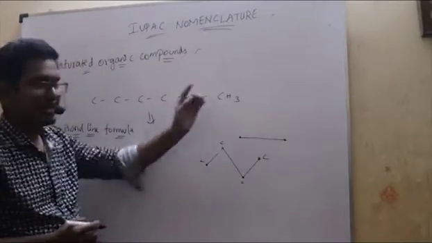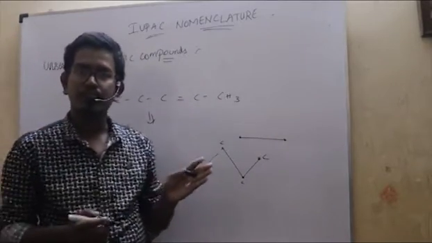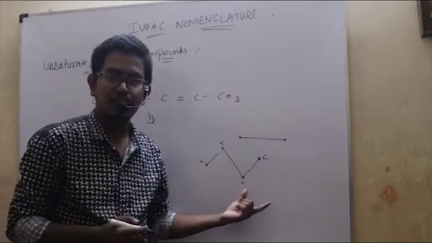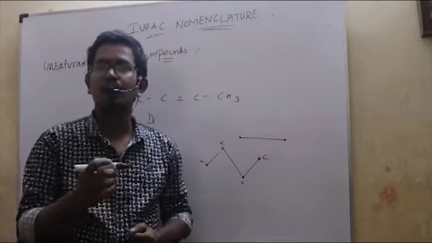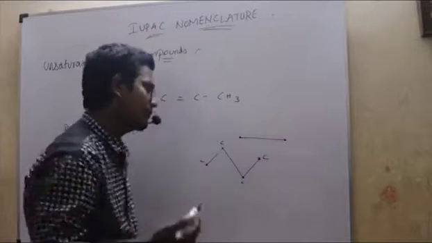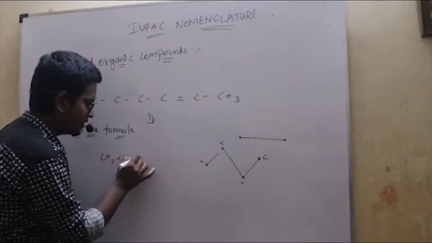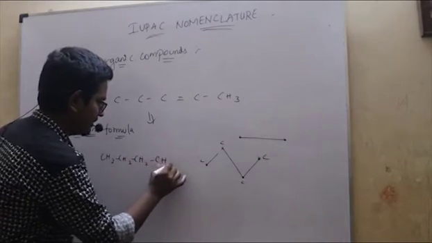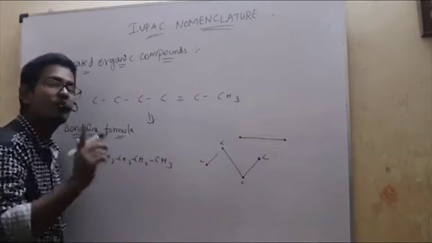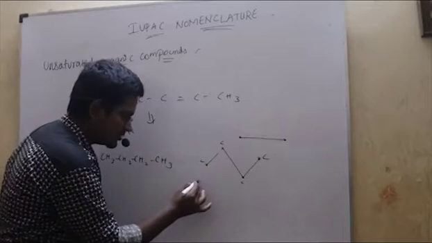So to write a compound in a Bondline formula is very easy. We just have to draw a line to indicate the carbon. For example, I am taking here CH3 bond CH2 bond CH2 bond CH3, right? How many carbons are there? 4 carbons are there. See, I am just drawing a line.